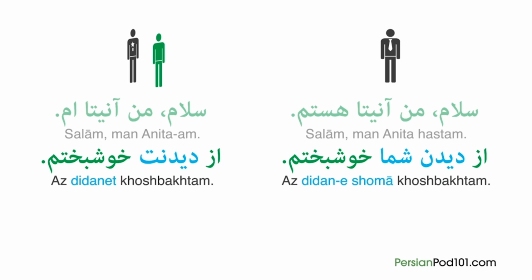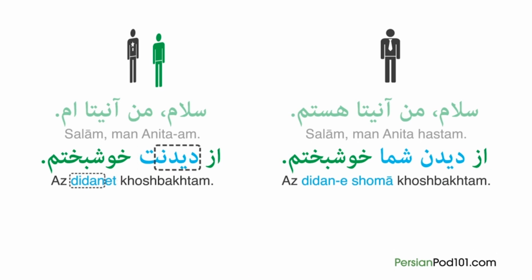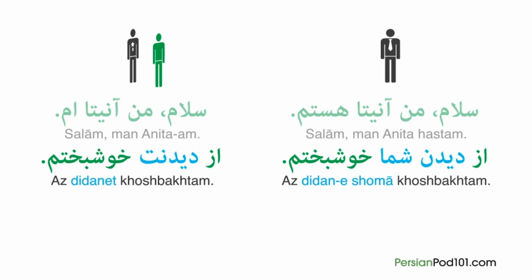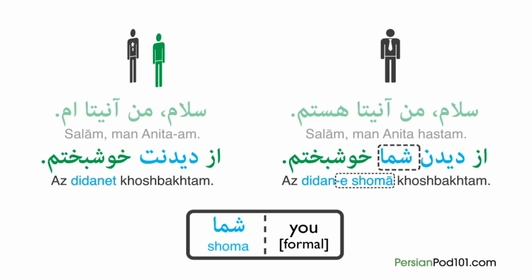It is formed by adding et, meaning your, to the end of didan, meaning seeing or meeting. In the formal version, instead of et, we add shoma. Shoma is the formal word for you and can be used whether you're speaking to one person or a group of people.